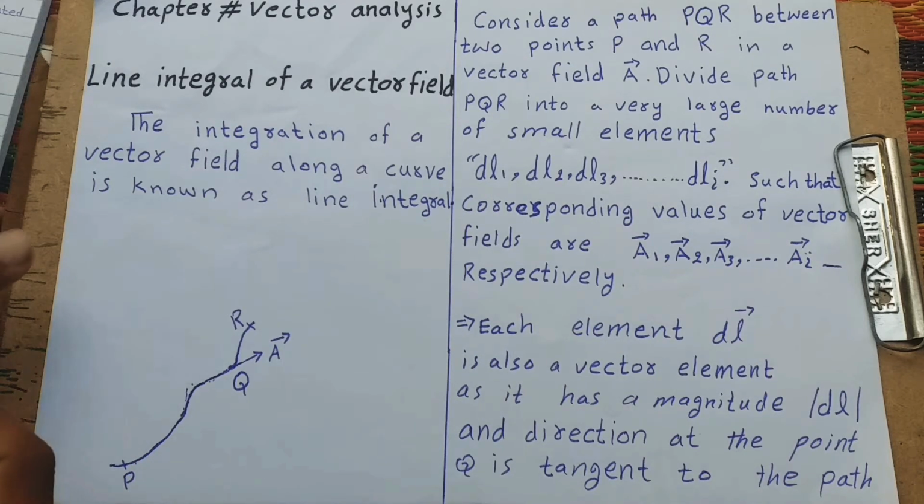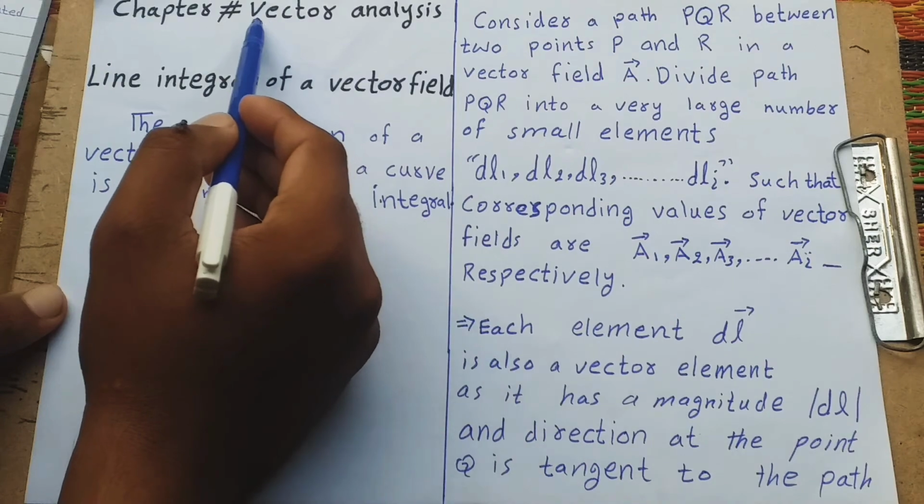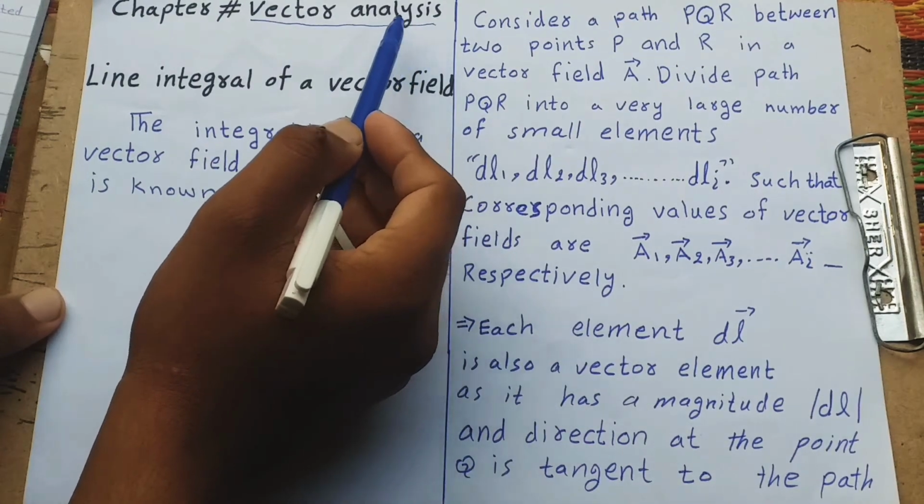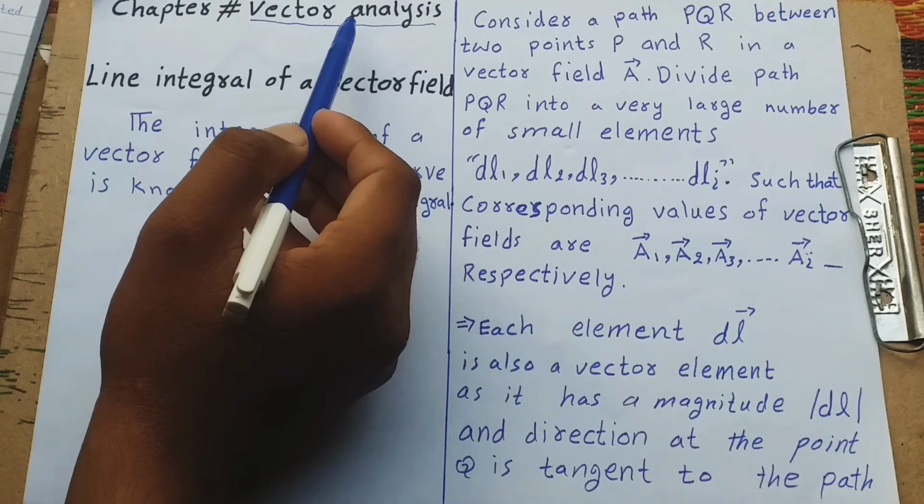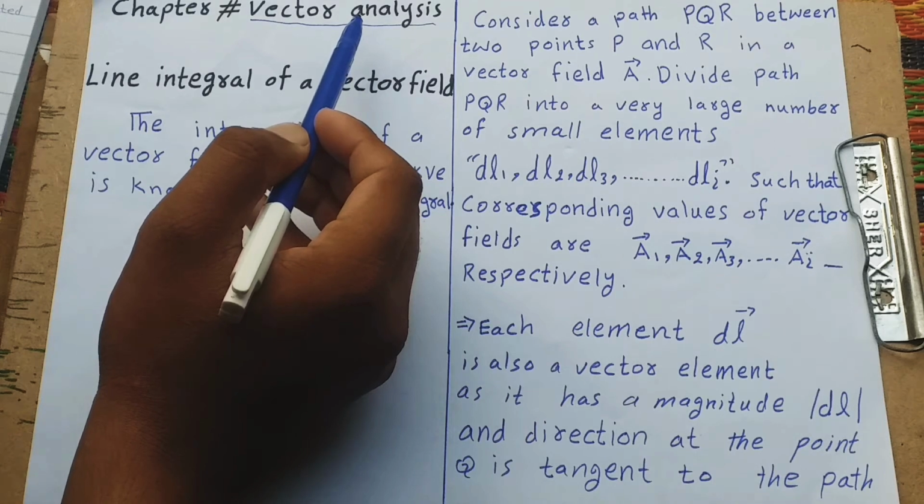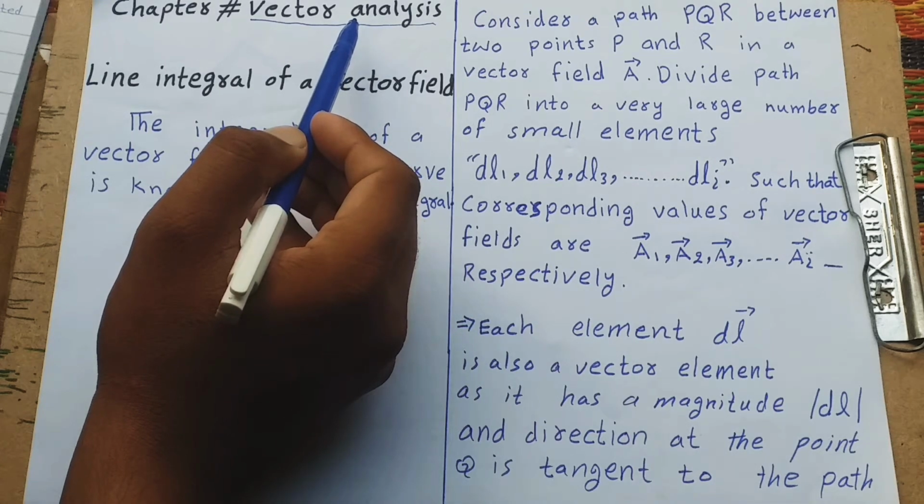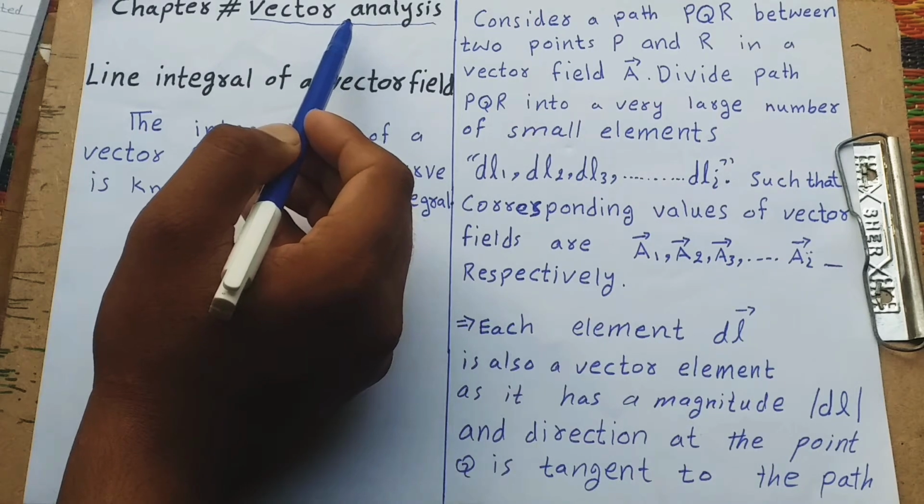Today we start a new chapter, vector analysis. First, let us understand what vector analysis is. Vector analysis is a branch of mathematics that deals with quantities that have both magnitude and direction.